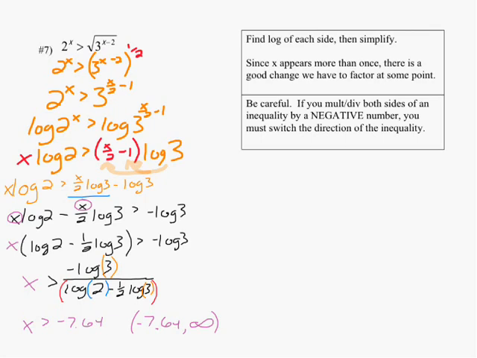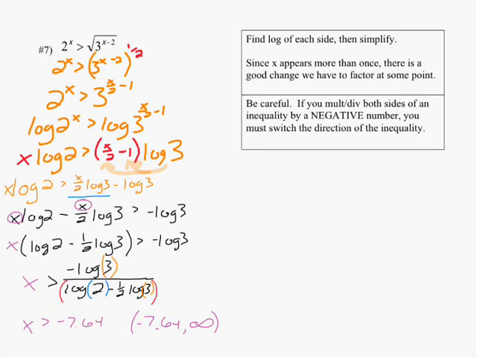Yes, sir? Your entire denominator needs to be in parentheses. See the red parentheses up there? That's because there's more than one term. In the previous ones, there was only one term. Anybody else having problems?